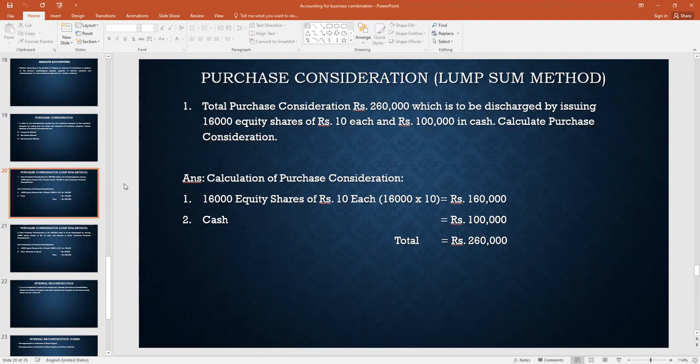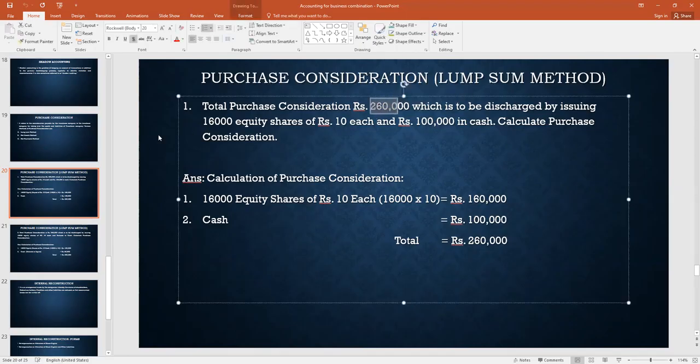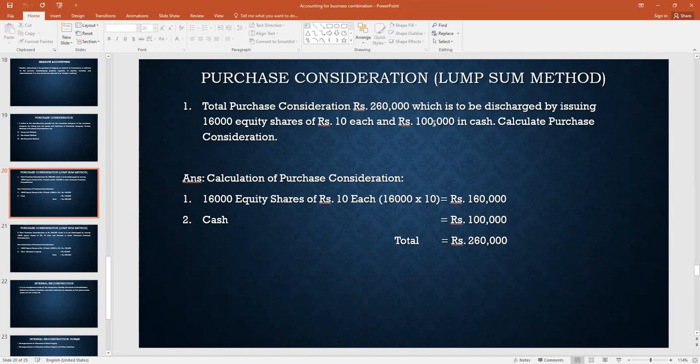So first, let us see the question. Here they told that the total purchase consideration is rupees 2,60,000, which is to be discharged by issuing 1,60,000 equity shares of rupees 10 each and rupees 1 lakh in cash. From this information, we need to calculate the total purchase consideration. From the first line, you can understand that the total payable amount is 2,60,000. Out of this 2,60,000, they are going to pay 1,60,000 in equity shares and the balance 1 lakh in cash.